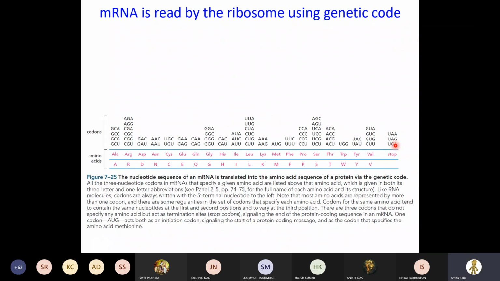What are codons? Yes, ma'am. The start codon and the stop codons.